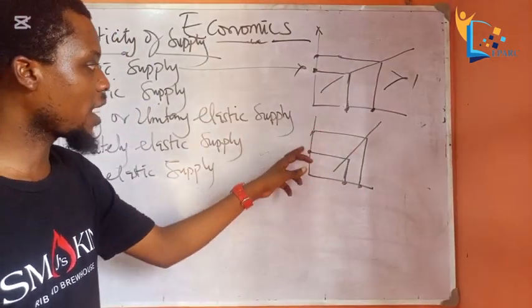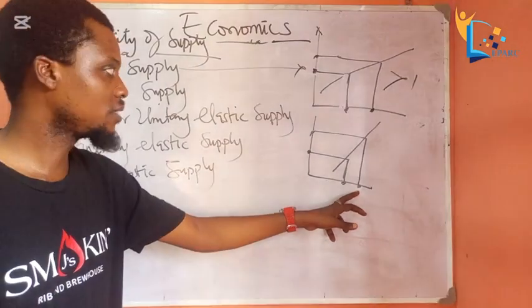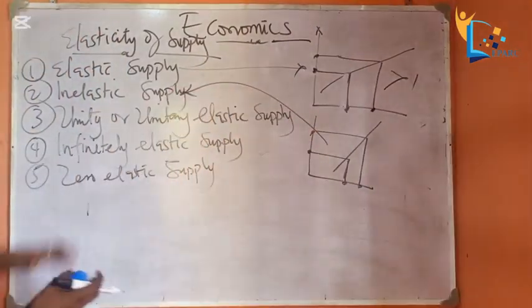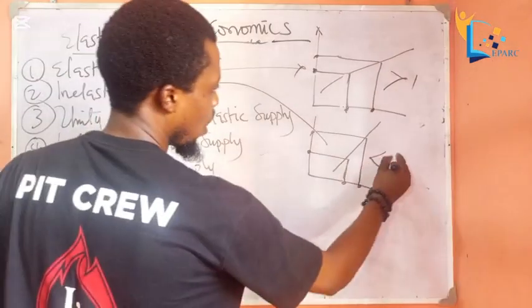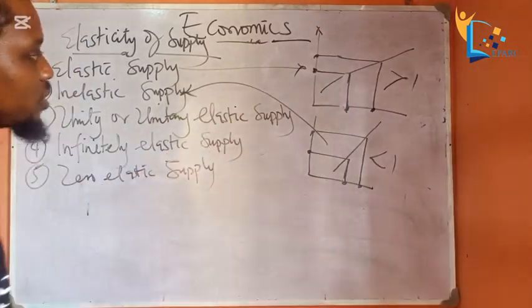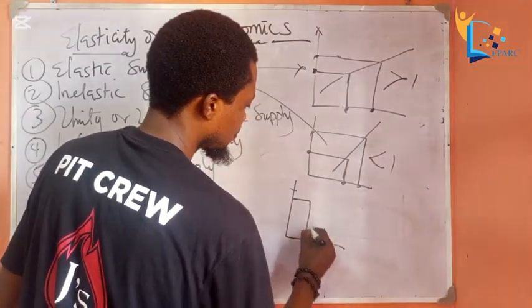So the change in price is bigger compared to the change in quantity supplied. This is what we call the elastic, while the unitary one is less than 1. Now the unitary elastic supply has to do with the same proportion.